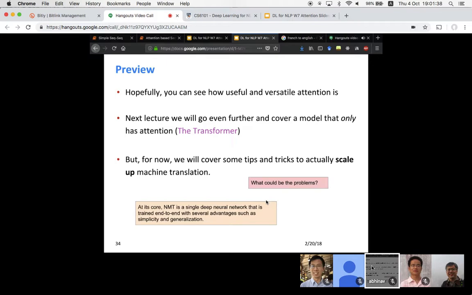So we did a recap of the attention and we talked about application. Next lecture they will talk about the transformer, because there's a paper called Attention Is All You Need, and "Attention All the Hype" last year. But we won't cover it now. We'll talk about scaling up. What kind of problem does it have when you're trying to scale up machine translation?